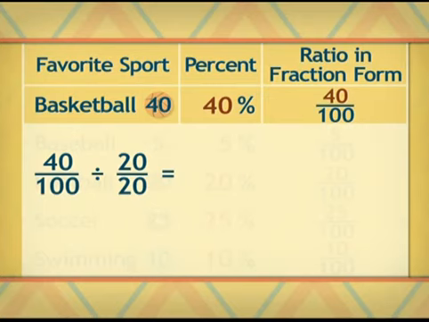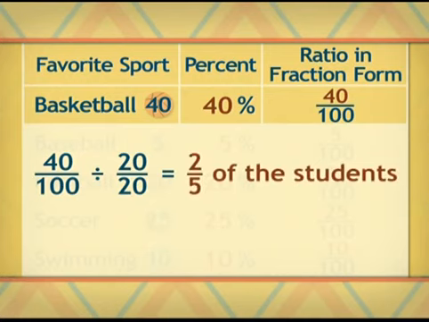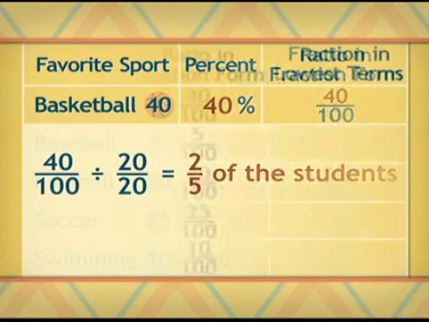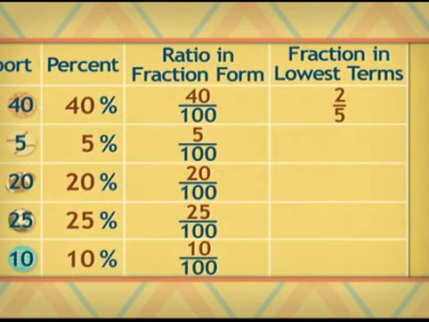40 divided by 20 equals 2, and 100 divided by 20 equals 5. So that's 2/5 of the students that chose basketball. And 2/5 is in lowest terms. Right? So for basketball, there were 40 students that chose it. That's 40% because it was 40 out of 100, and 40/100ths in lowest terms is 2/5.